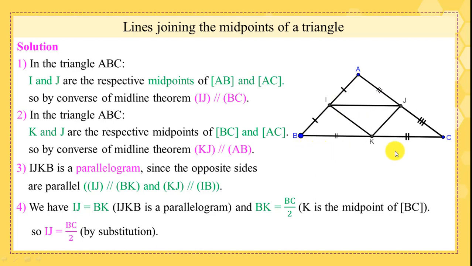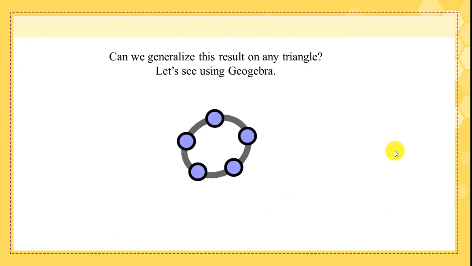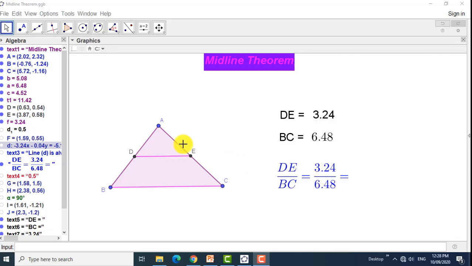Can we generalize this result on any triangle? That is, can we say that in any triangle, whatever the nature of the triangle is, if we have a mid-segment, then the length of this mid-segment is equal to half the third side of this triangle? Let's see using GeoGebra.